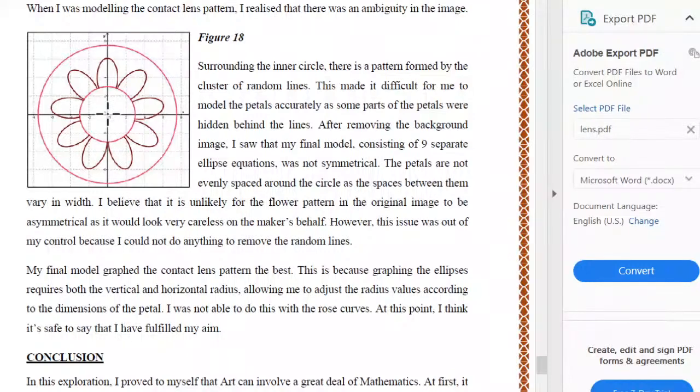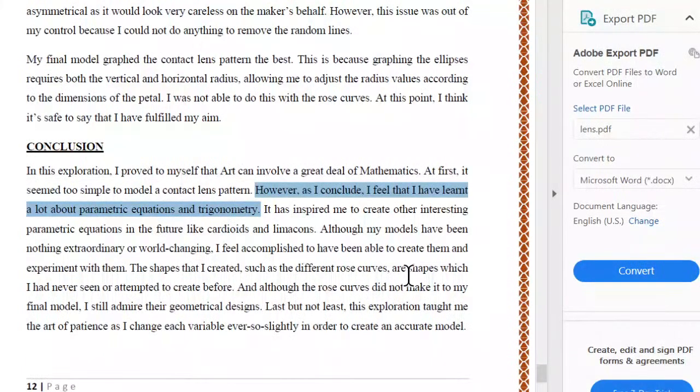It just feels irrelevant. The connection needs to be made more clear, and that would overall make this a nearly flawless exploration. The rose curves did not make it to my final model, so mind their geometric design. It is good. Always read that.